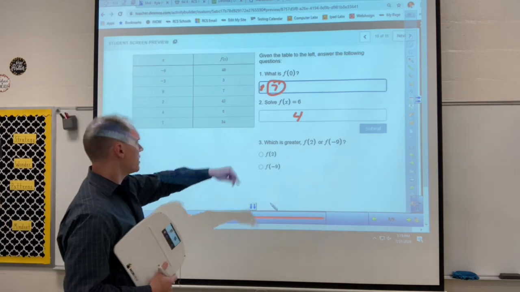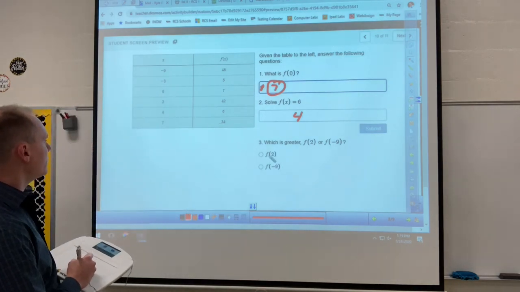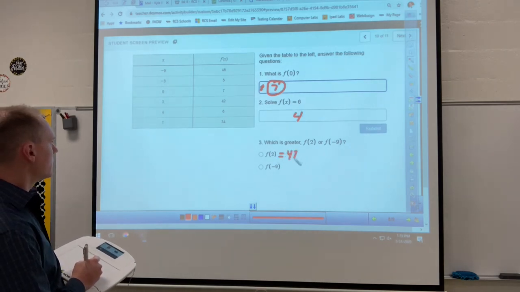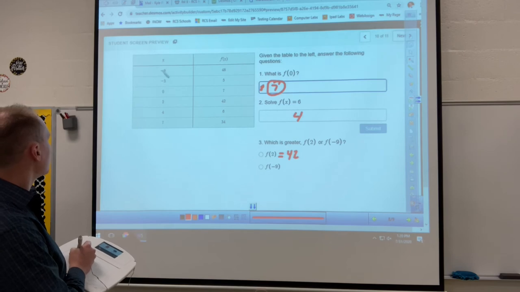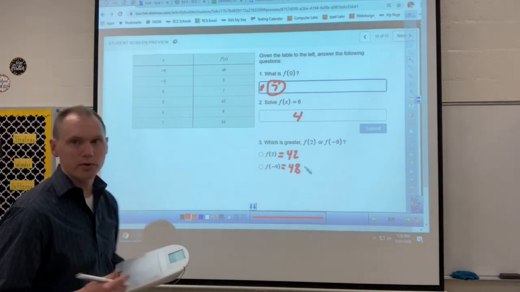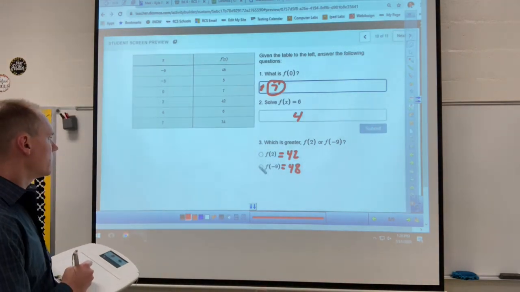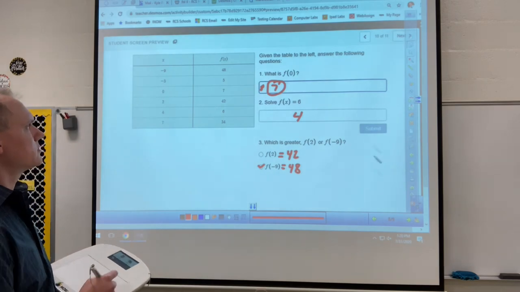And then lastly, which is greater, f of 2 or f of negative 9? Well, let's see, f of 2 is 42. f of negative 9 is up here at the top, it's 48. So really we're comparing 42 and 48, which one is greater? And of course 48 is greater, so that's going to be the answer there.